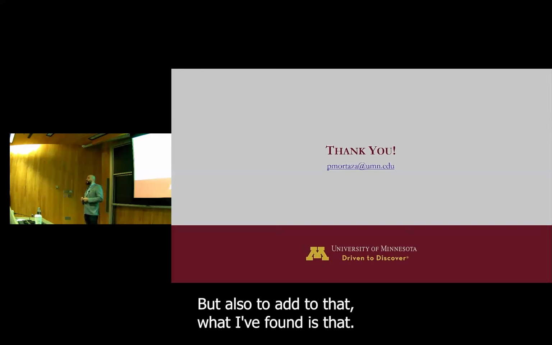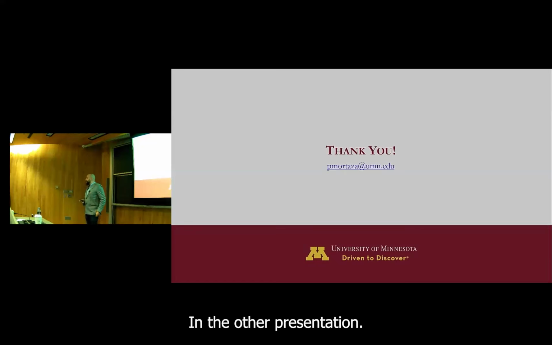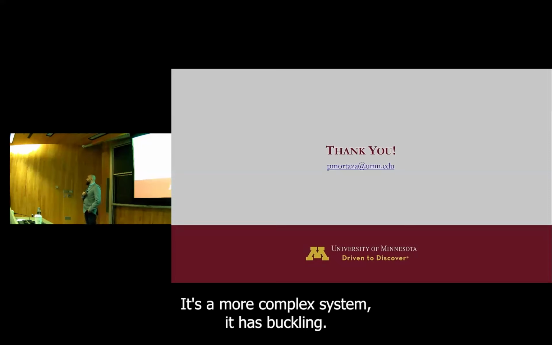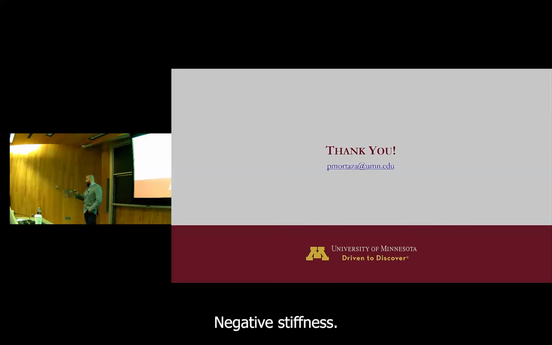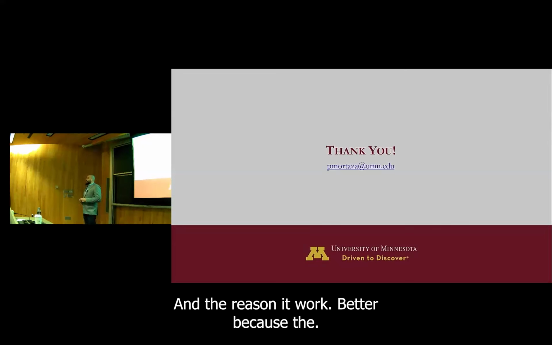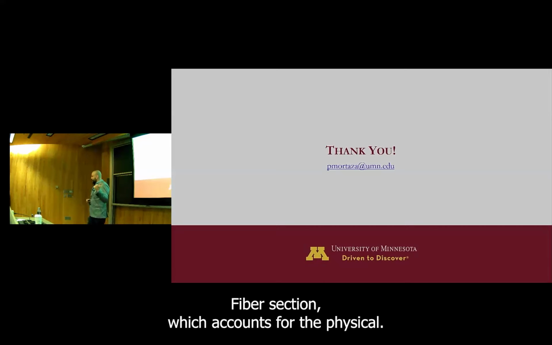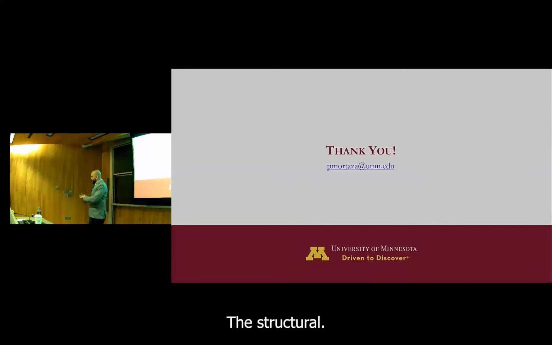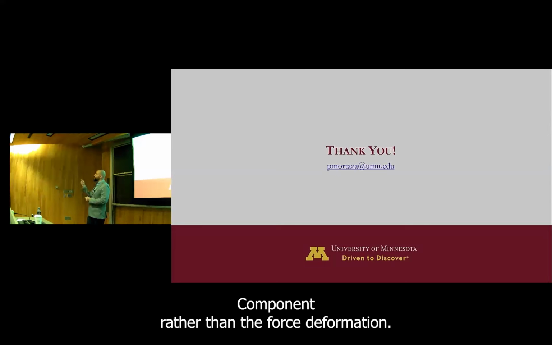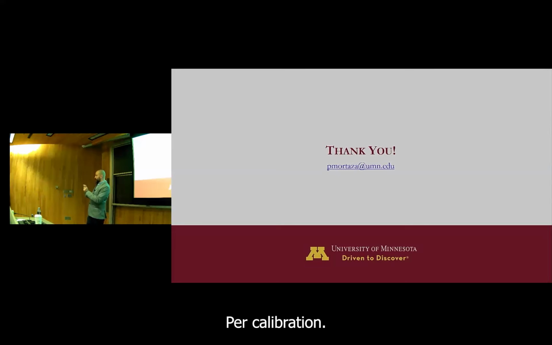But also to add to that, what I found is that in the other presentation, you saw the SCBF predictions were really good, even though it's a more complex system. It has buckling, negative stiffness, and on the other side, it's yielding. The reason it worked better is that the numerical model was using a fiber section, which accounts for the physical mechanism of the structural component rather than a force-deformation calibration.